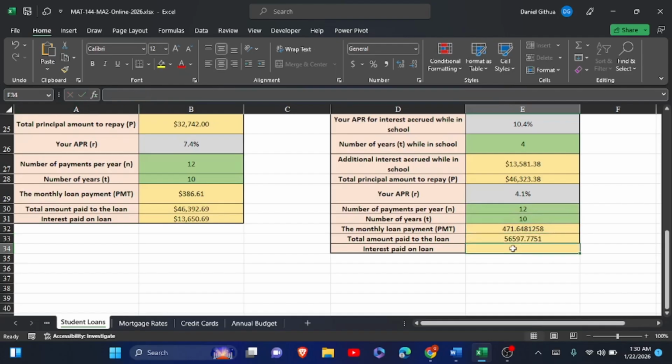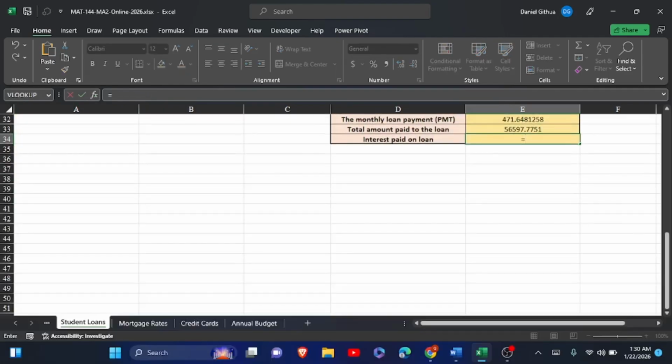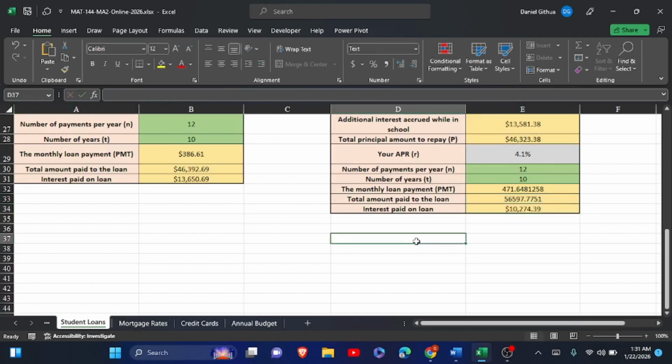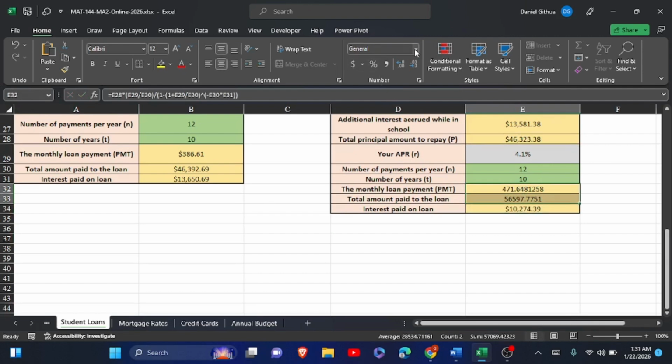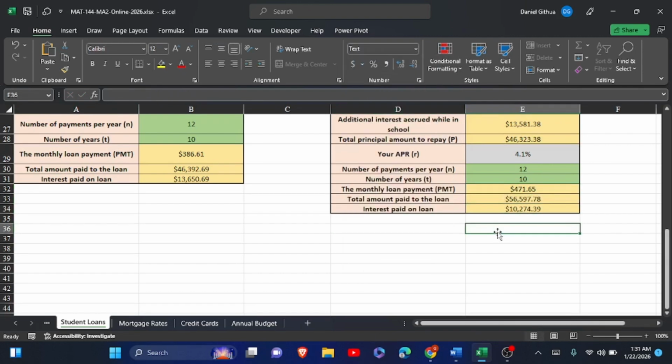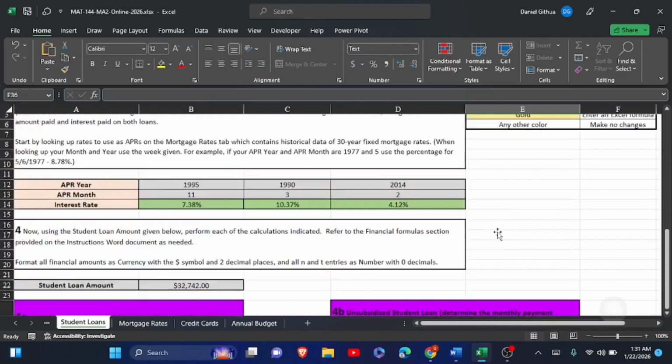And now what is the interest paid on the loan? The interest paid on the loan will be equal to the total amount paid minus the total principal amount. So that is the interest that will be paid. I then convert them into currency with two decimal places. Yes, and that's how you do the student loan.